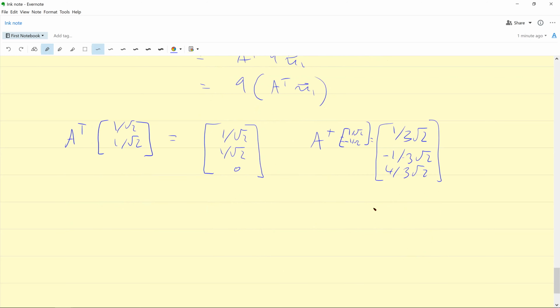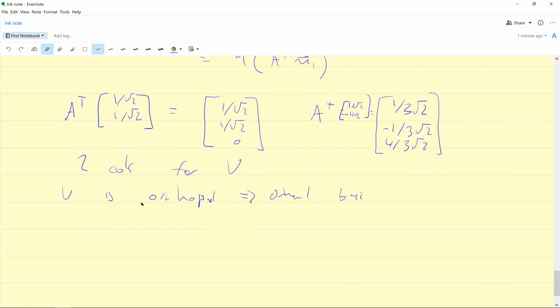So these are going to be 2 of our columns for V. Does anyone know how we get the last column? Or else know what we're looking for in V, right? V is orthogonal. Oh yeah, go ahead. Would we just use Gram-Schmidt to find the third? Yeah, so we're looking for an orthogonal basis. And we have 2 vectors already that are orthonormal. So we just need a third one, and Gram-Schmidt can do that.